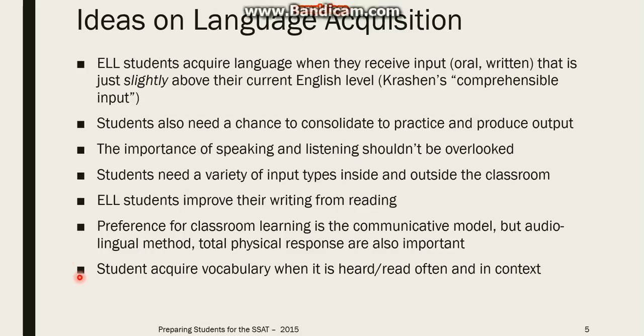Okay, and the last point, and I think this is really, really important. Students acquire vocabulary best when it is heard and read often and in context. So there does need to be some repetition of vocabulary and building of pre-learned vocabulary, and it works best when it's in a certain kind of context. So giving a student a list of randomly generated words that may be on an SSAT test, while that is a technique in itself, is probably not giving them the context that they might need to help lock that into their long-term memory.